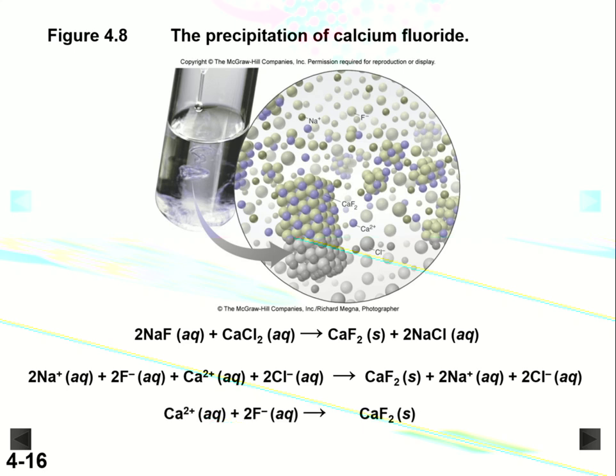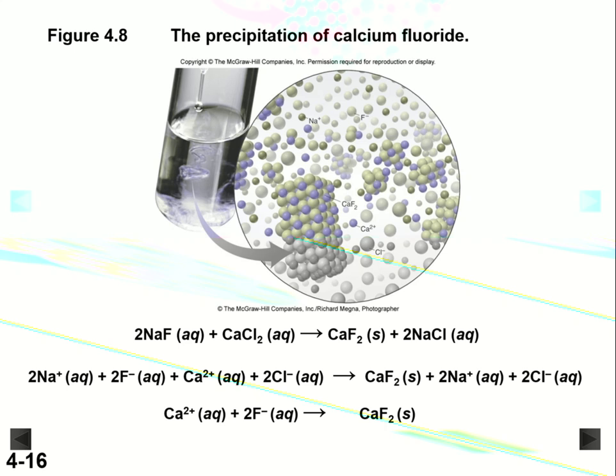So let's look at a typical precipitation reaction, and that is the reaction to produce calcium fluoride. So we can take sodium fluoride, which is a soluble salt, as we'll see in a moment, with calcium chloride, which is a soluble salt, to produce calcium fluoride, which is an insoluble solid material, and then sodium chloride. And then the sodium ions and the chloride ions turn out to be the spectators, so our second equation is the total ionic equation, and the third equation is the net ionic equation. This is the process that occurs.